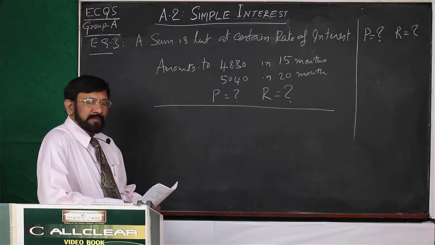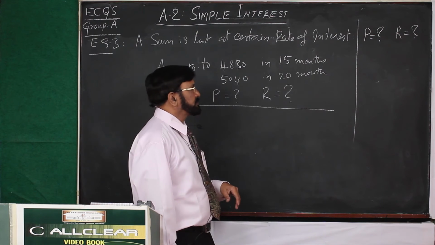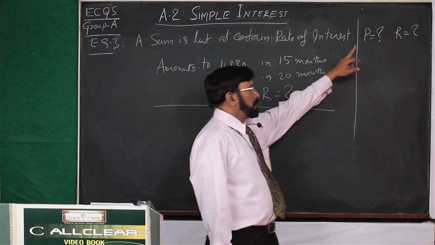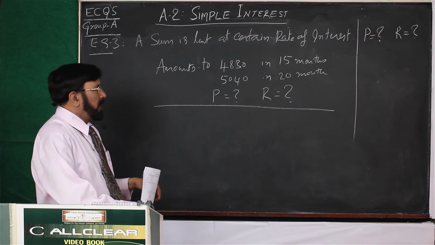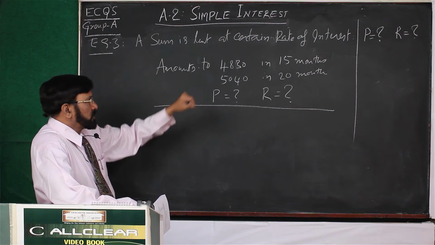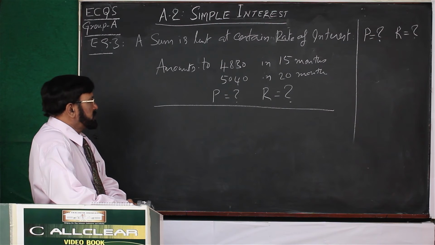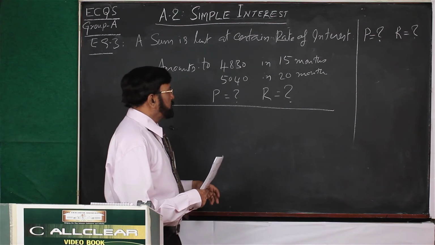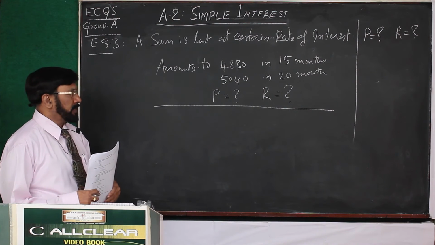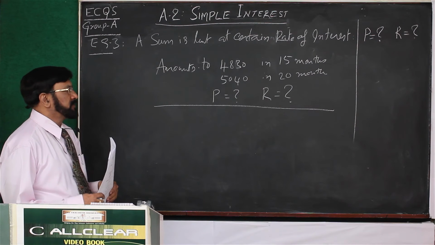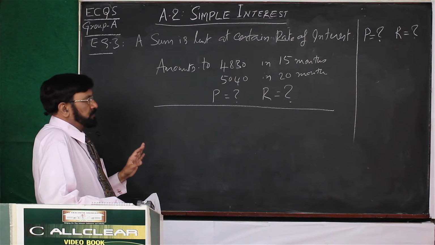Now, example 3. A sum is lent at a certain rate of interest. That means here principal is not given and rate of interest is also not given, and it amounts to 4,830 in 15 months, and the same principal amounts to 5,040 in 20 months. Now, we have to calculate principal and rate of interest. Just think, apply your brain. What is the simplest way of doing this?